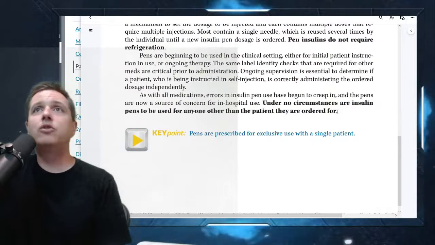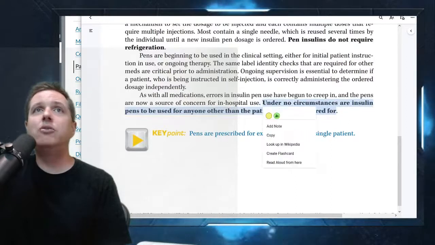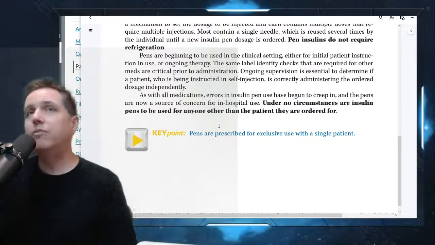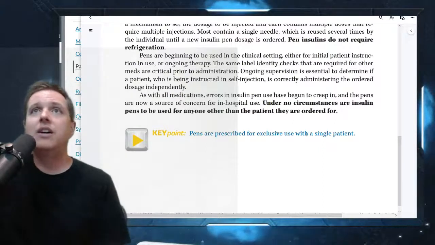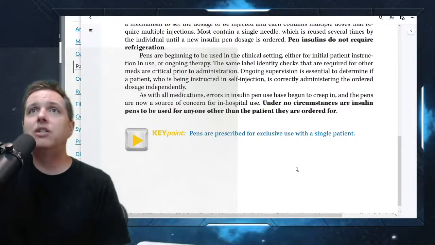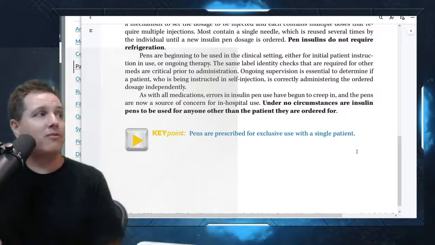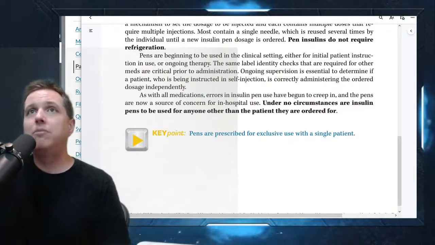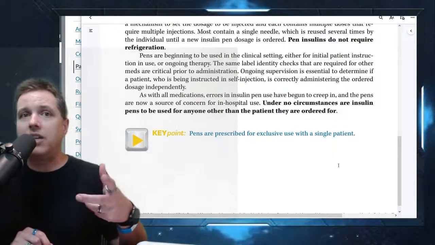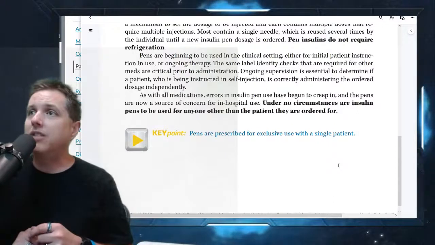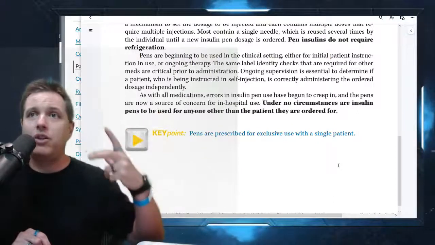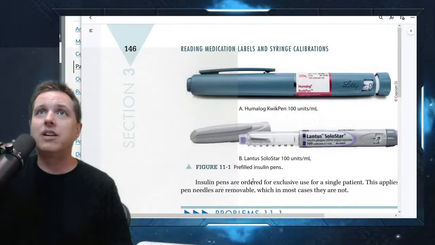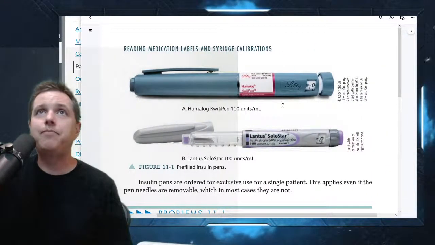And then under no circumstances are insulin pens to be used for anyone other than the patient they are ordered for. So just make sure you're using it exclusively with a single patient, and specifically the one who is the intended patient, right? Because you can get more than one dose out of one, but obviously you don't want to inject somebody with one dose and then inject someone else with that same pen, because that needle wasn't clean for the second person. So obviously that's not good.